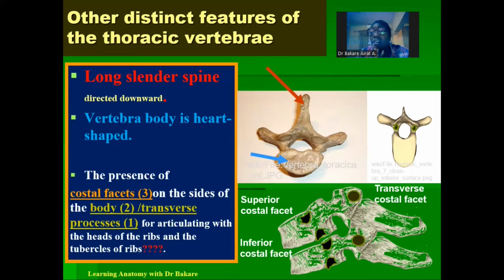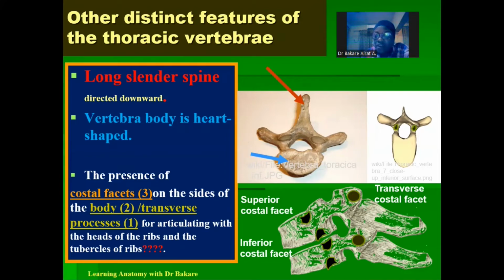More distinct features seen within the thoracic vertebra are the costal facets. We know that within the region of the thoracic vertebra is where we have the connection of the ribs. So for the thoracic vertebra to be articulated with the ribs, they need to have facets that will receive the ribs for this connection to be established. And that is why within the thoracic vertebra, we have costal facets. Let's look at where the costal facets are located. From the name, we know that they are for the articulation of the ribs.